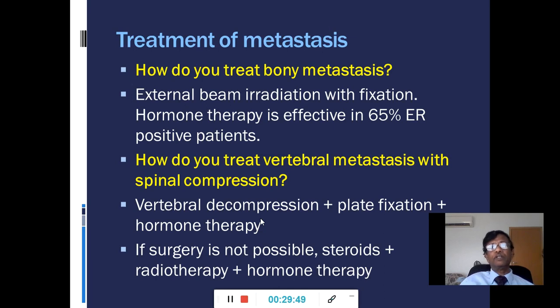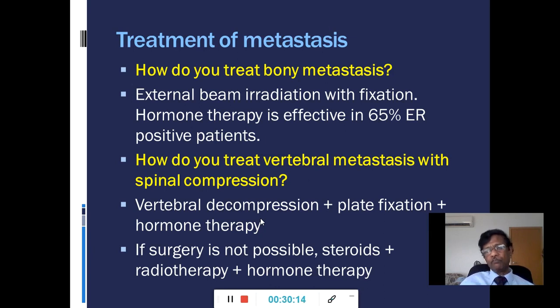How do you treat bony metastasis? Radiotherapy. Yes, external beam irradiation to the bony region where metastasis has occurred. Plus, if there is a fracture, orthopedic fixation has to be done. Hormone therapy is effective in 65% of the ER positive patients.